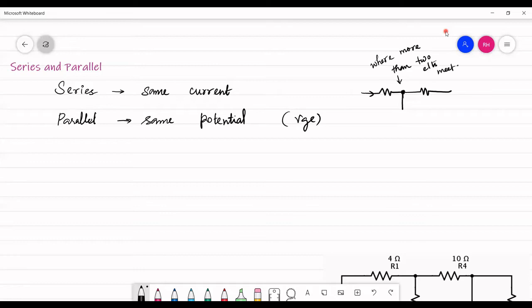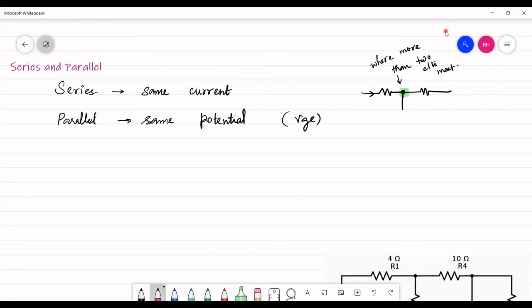So when you have a node between two resistances, then they cannot be in series, because whatever current comes here is going to get divided into two, right? So hence you cannot say the same current is going to flow through these two resistors. That is now impossible, and hence you cannot have two resistors in series if you have a node in between them.